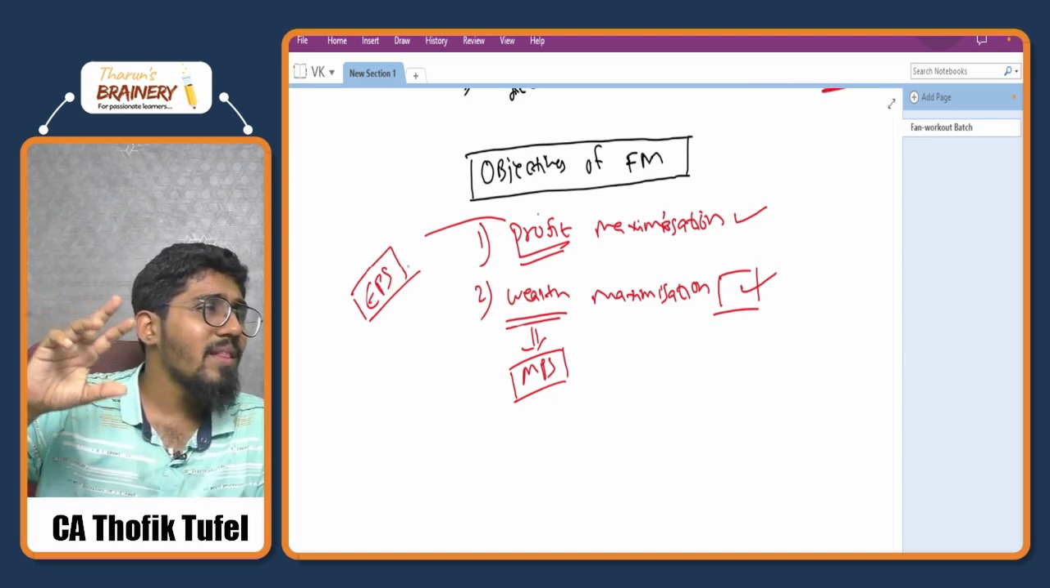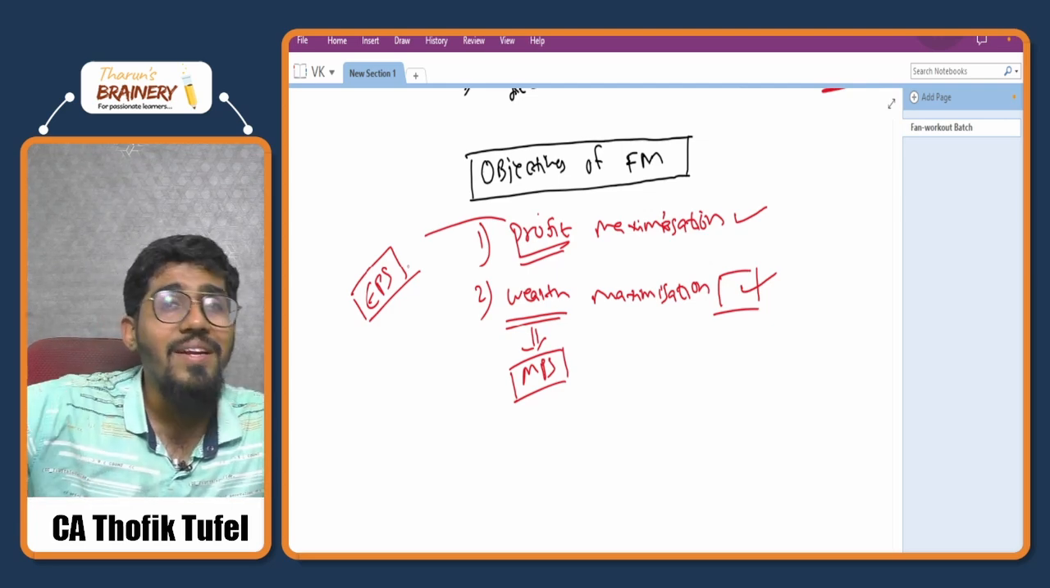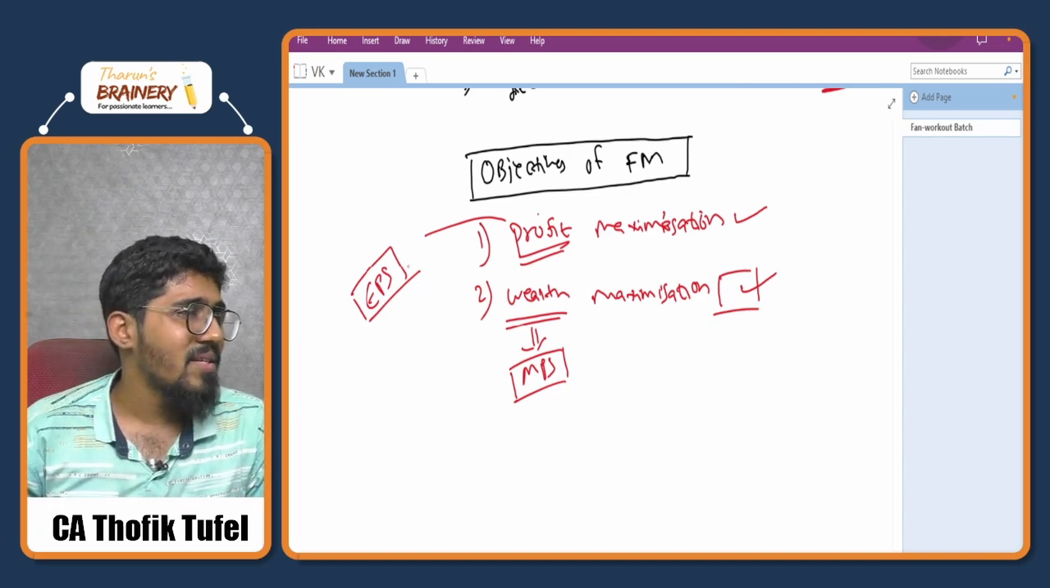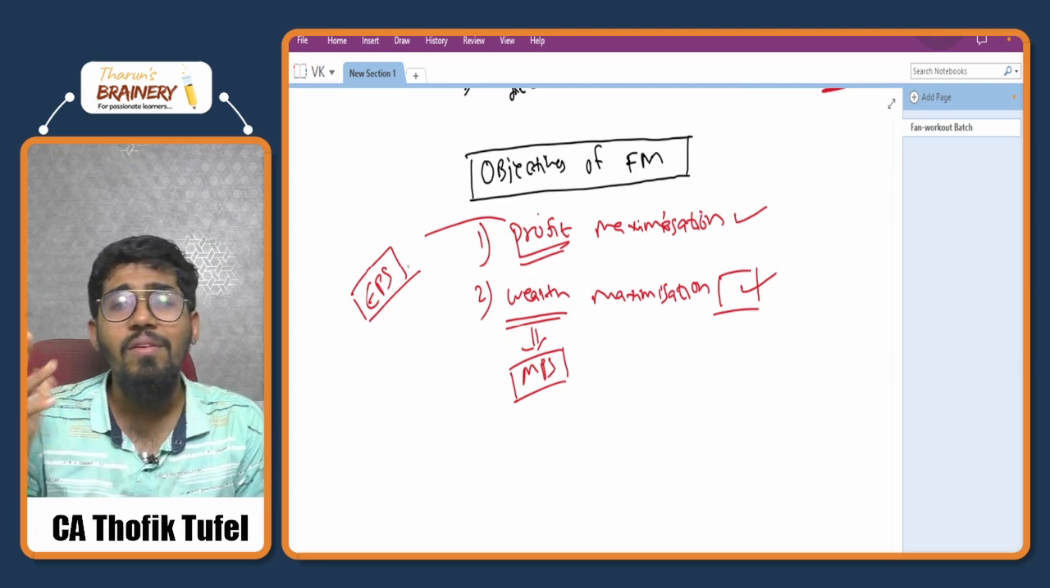So wealth is nothing but market price per share, and market price per share is driven by demand, supply, and a lot of other quantitative and qualitative factors that we will see in the final stage.